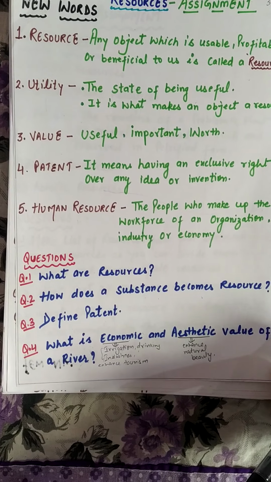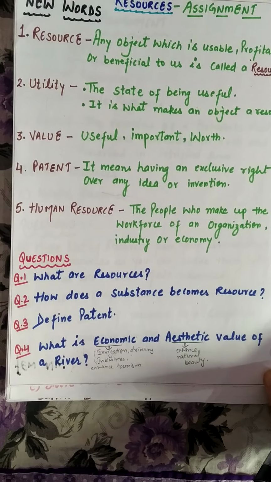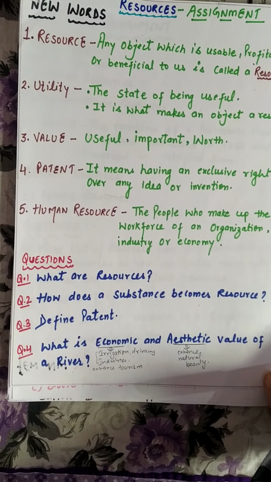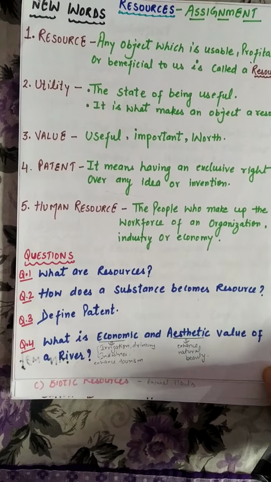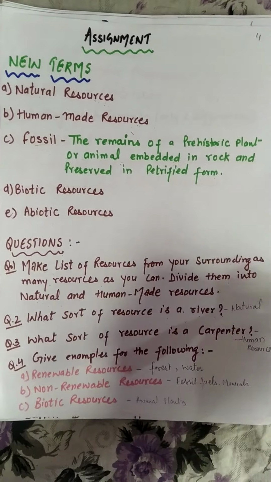In this you have to write very short answers. One, what are resources? How does a substance become a resource? Define patent. And what is the economic and aesthetic value of a river? This assignment we have discussed before also. And then this was the second assignment.